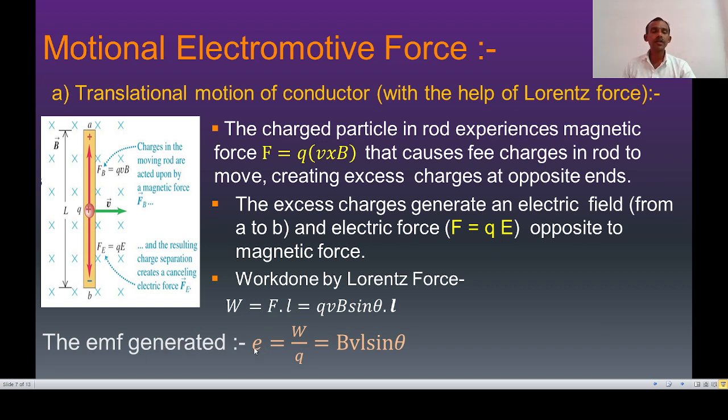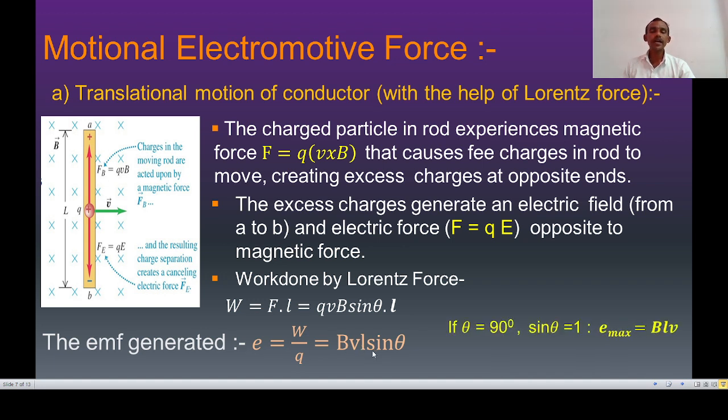The EMF generated is given by the relation E is equal to work done divided by charge, and that is equal to B V L sine theta. This is a general equation of the induced EMF when a rod of length L moves with velocity V, making an angle theta with the magnetic field B. That is, E is equal to B V L sine theta.